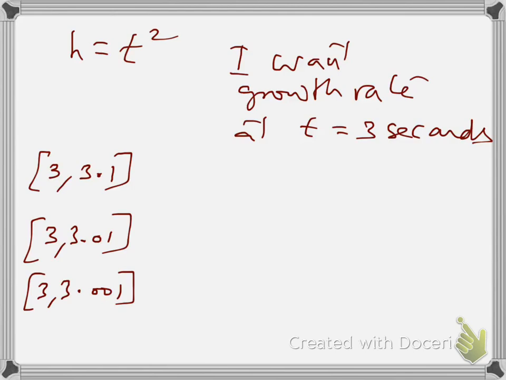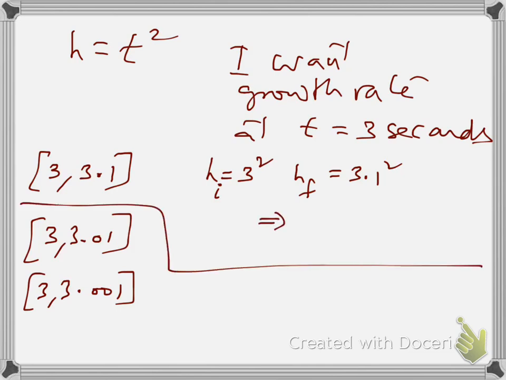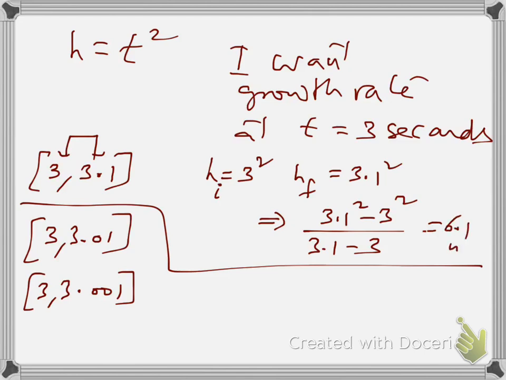So how are we going to do this? First you find the height at 3 seconds. It is 3 square. That is the initial height. Then the final height at 3.1 seconds is 3.1 square. Now what you should do is change in height by change in time. So change in height is 3.1 square minus 3 square, by change in time, which is 3.1 minus 3, final time minus initial time. If you simplify this, you can use a plus b into a minus b, all your mathematical formulae. So you will get 6.1 meters per second.